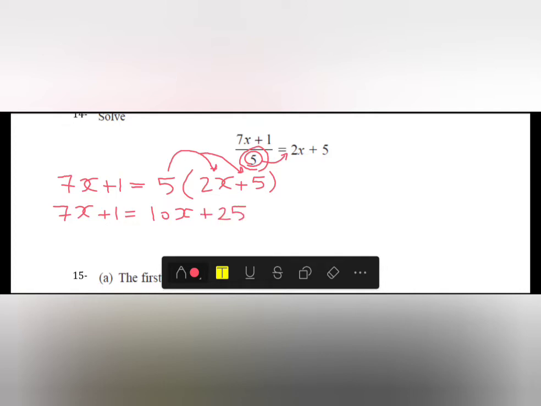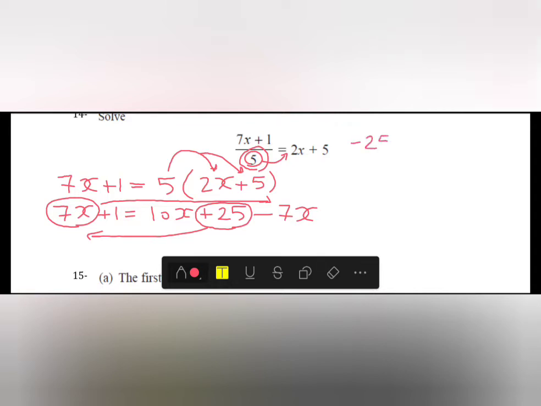Good job. Now, I'm going to put the variables in one side and the constants in one side. So I'm going to take the 7x and take it to the other side. It's going to be negative 7x. And I'm going to take the 25 here to the other side, it's going to be negative 25. So I end up with what? Negative 25 plus 1 equals 10x minus 7x.